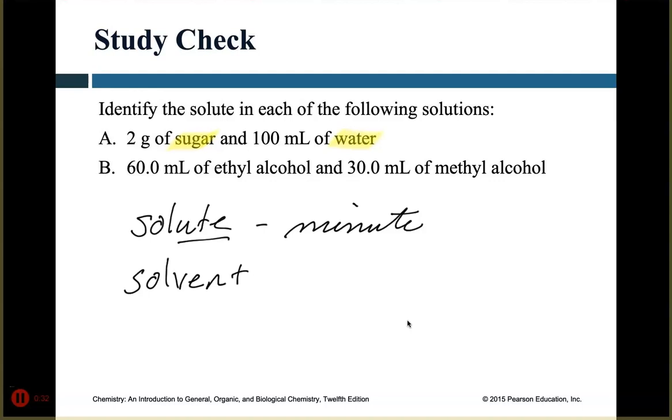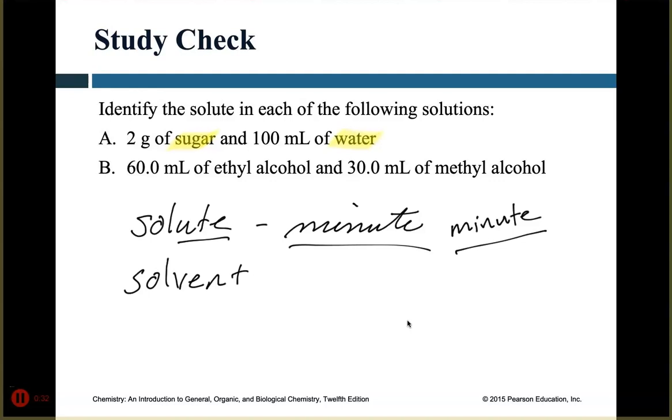So if you know that solute is the minute component, I think I got a better stylus. I can try doing print again. Seems like that might be a better alternative, but I'll still have to go back to cursive if things aren't working out. But yeah, we already discussed that in the video.